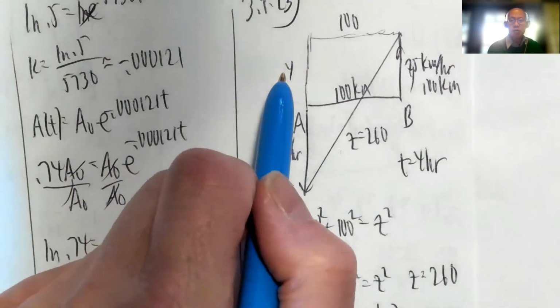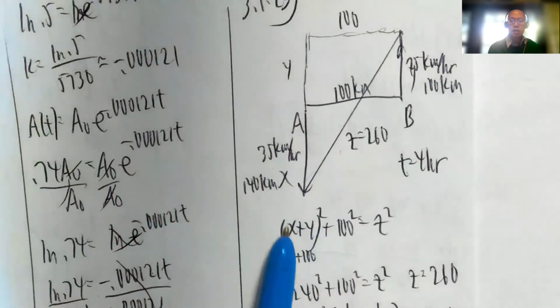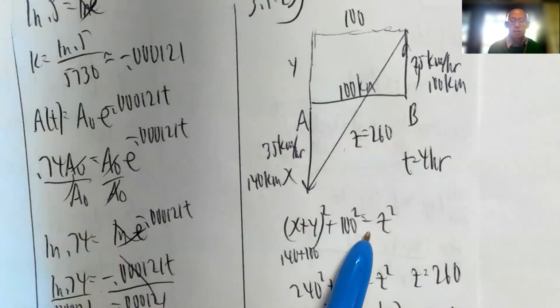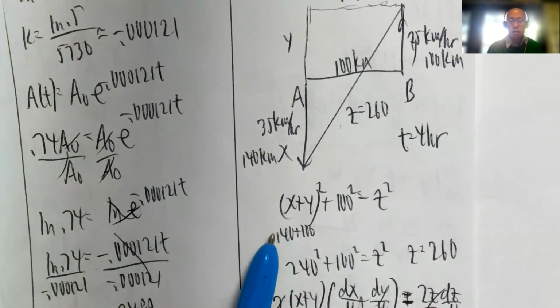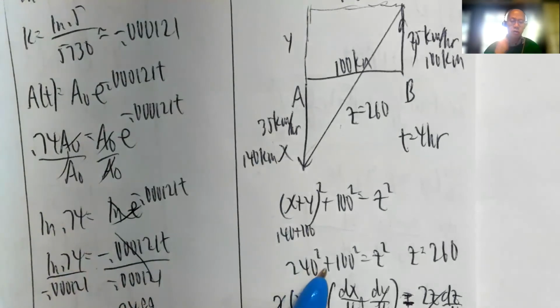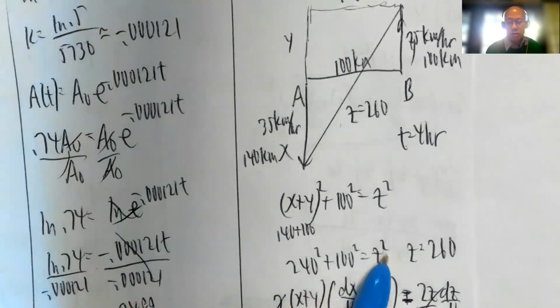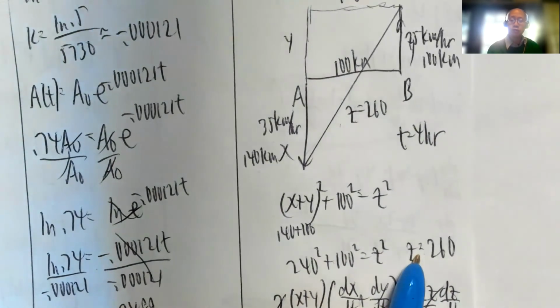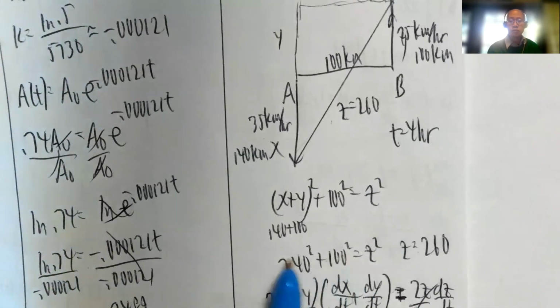So I went up like that to get my right triangle. Call that x, call that y, 100, z. So again, I have (x plus y) squared plus 100 squared is z squared. 140 plus 100 is 240. 240 squared plus 100 squared is z squared. Solve for z. It comes out to be 260. This is actually a variation of a 5, 12, 13, believe it or not. 5, 12, 13, double it is 10, 24, 26. And this is 100, 240, 260.